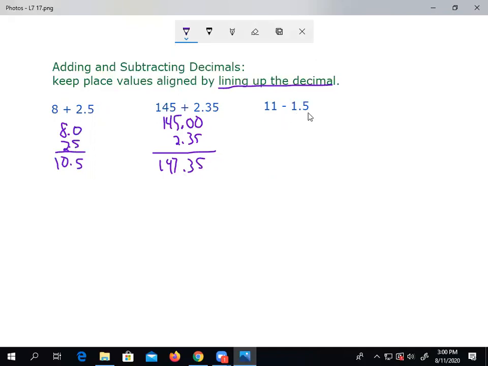So if I have 11 minus 1.5, remember the decimal is after the ones place, so it's going to be 11.0 minus 1.5. So keep that decimal aligned to keep the place values aligned. So 0 minus 5 I can't do, so I have to borrow. That turns into a 0. This then becomes a 10. I can't do 0 minus 1, so I've got to borrow. That turns into a 0, and then that becomes a 10. So 10 minus 5 is 5, and 10 minus 1 is 9, and you have then 9.5 as your answer. So adding and subtracting decimals, make sure you keep that decimal lined up.